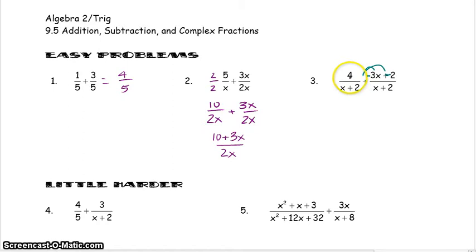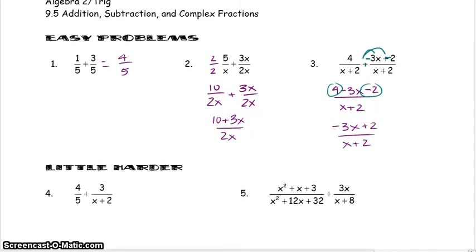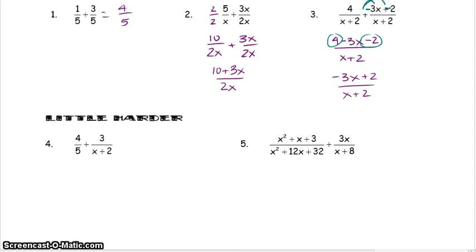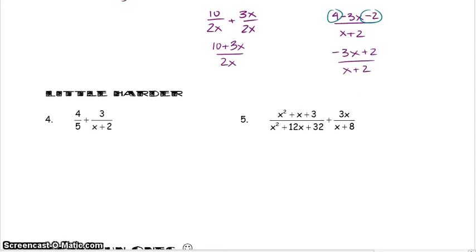So that will become 4 minus 3x minus 2 all over x plus 2. Then we need to see, what can I simplify? Well, 4 and negative 2 we can put together. So then that becomes negative 3x plus 2 all over x plus 2. Alrighty, so that was just a little bit of a warm-up. Now let's look at these other problems that kind of step it up a little bit.